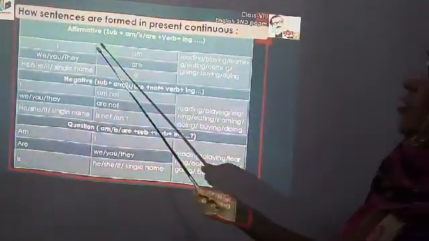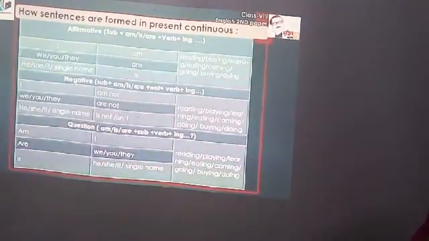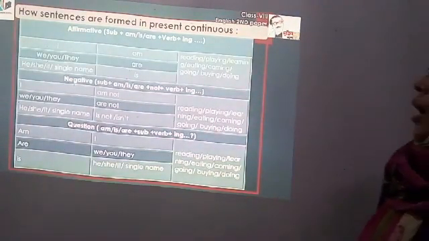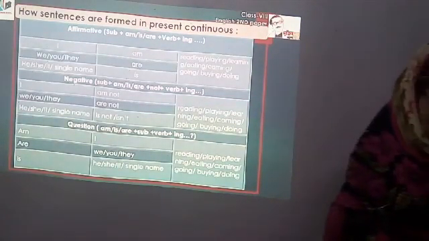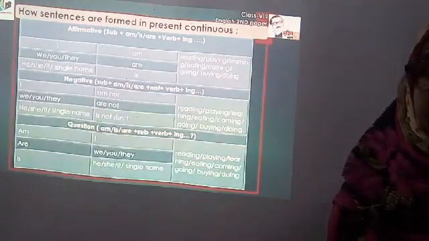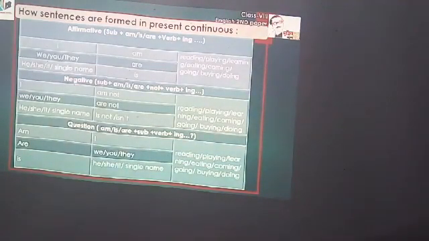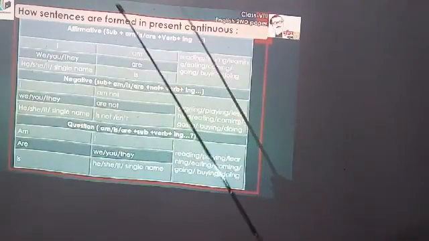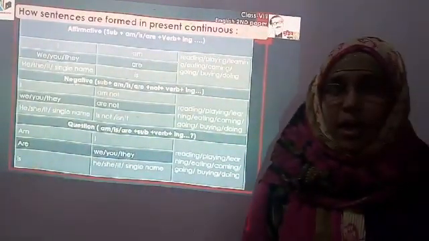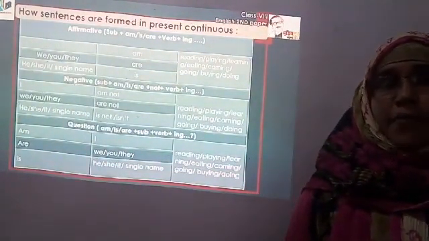Here is the structure. Affirmative sentence. How can we form sentences in present continuous? We may do it in affirmative, negative, or question form. In an affirmative sentence, at first what do we have to write? I am reading a book.